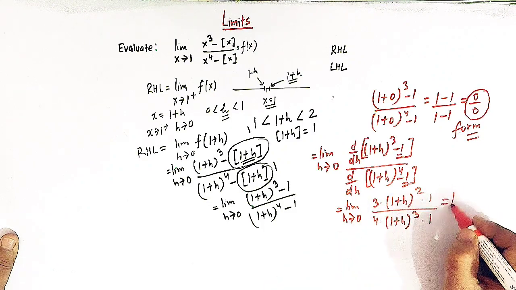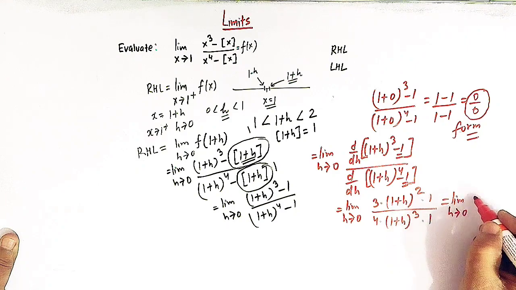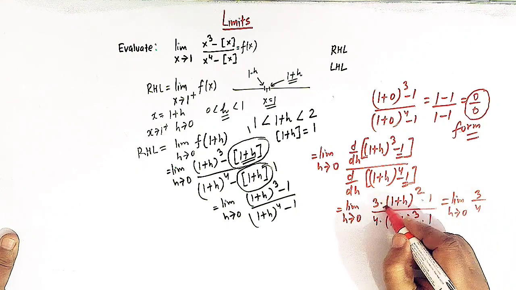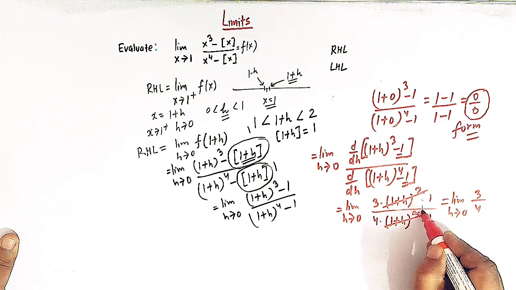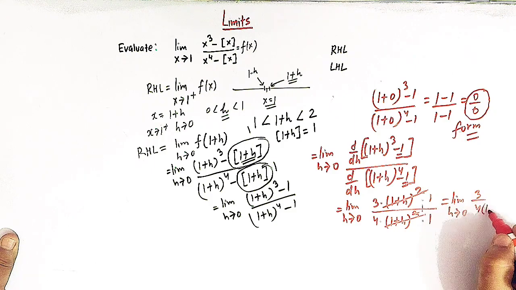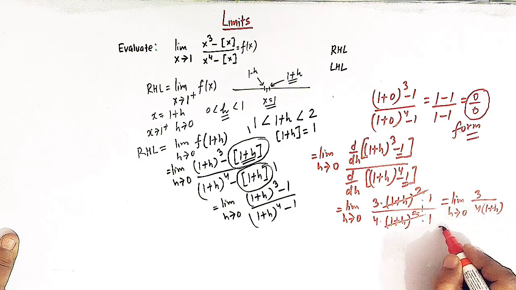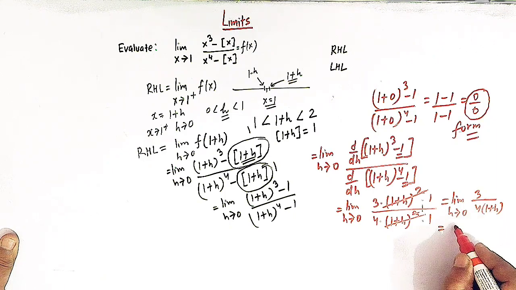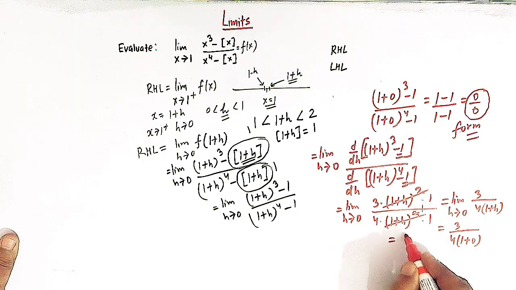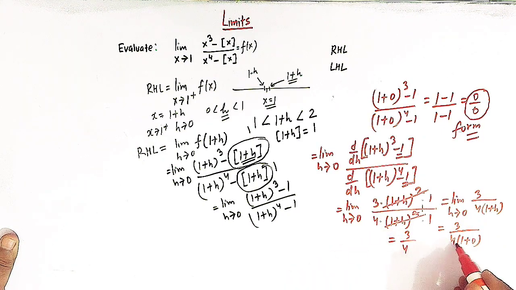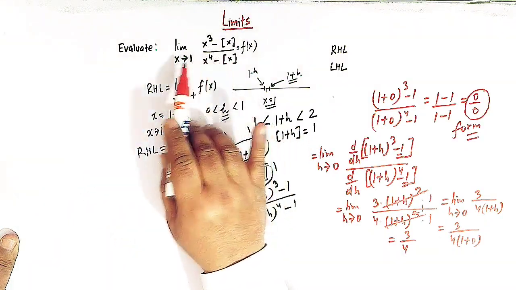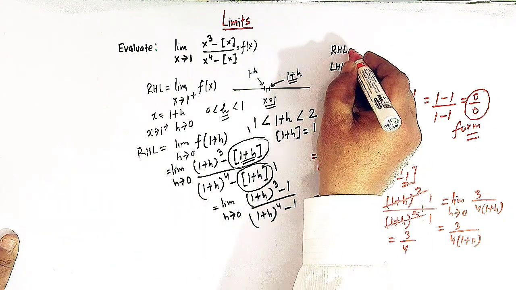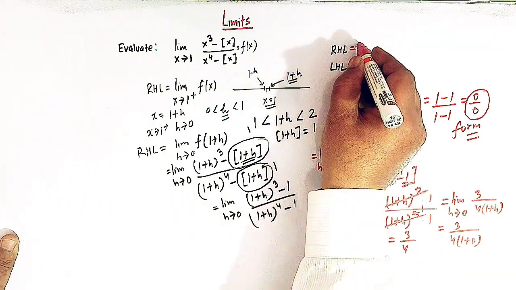So now see, we have limit h tends to 0 of 3 by 4, and here this quantity gets cancelled with this one, and here we are left with only power 1, right? So we have 4 times (1 plus h). So now taking h equal to 0, here we have 3 by 4 times (1 plus 0). So this is 3 by 4, right? 4 times 1 is 4. So the right hand limit of this function when x approaches 1 is given by 3 by 4.